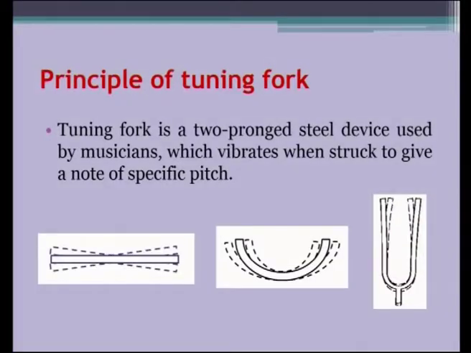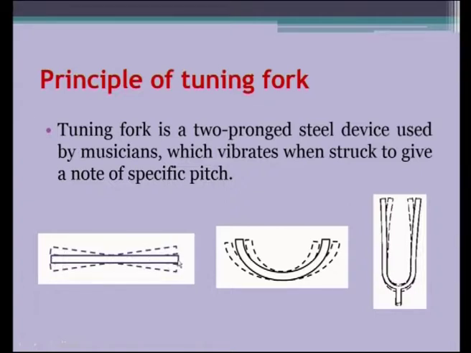A tuning fork is a 2-pronged steel device used by musicians which vibrates when struck to give a note of specific pitch. Here the meaning of pitch is a specific frequency, we can say. This is showing a typical segment of a stretched string or a material. The vibrations are shown here.